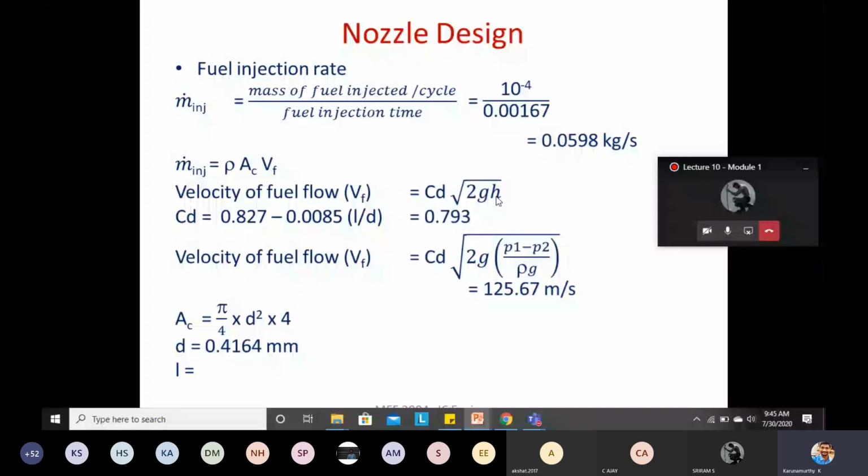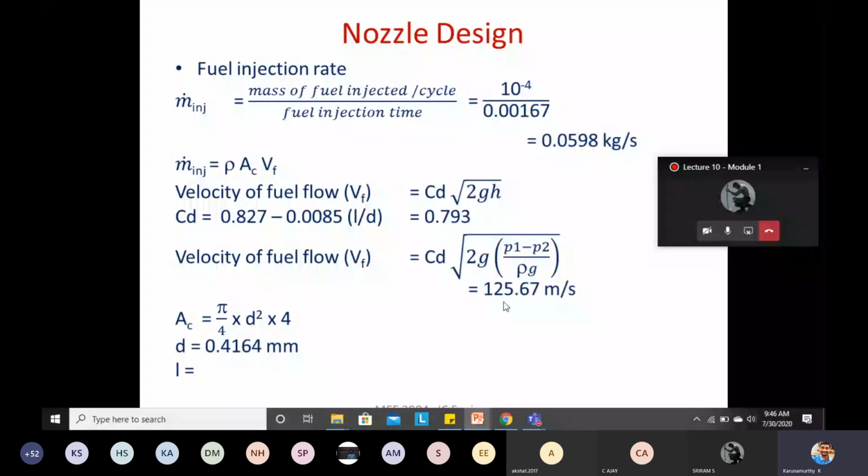So this H is expressed as the pressure of the injector minus the pressure in the cylinder, divided by rho. And this G and this G will get cancelled. Okay, this is what is given in the earlier lecture slide, without G, because the denominator G and numerator G will get cancelled. So if you substitute all this, it comes to around 125.67 meter per second. This is the velocity of fuel flow.